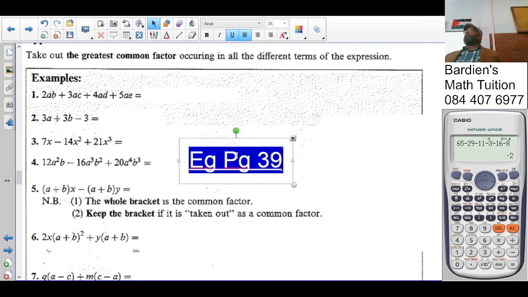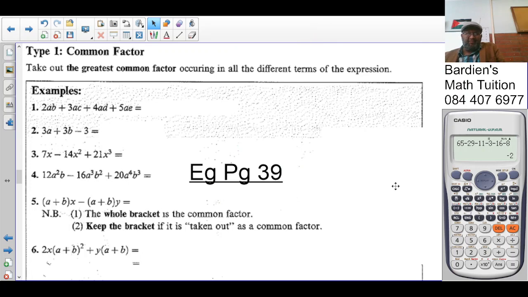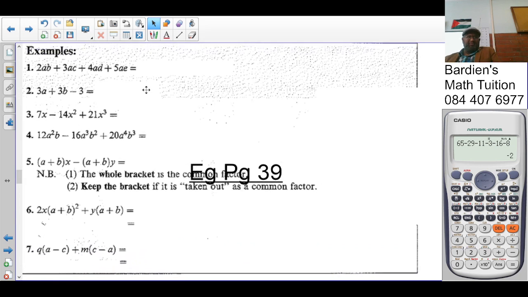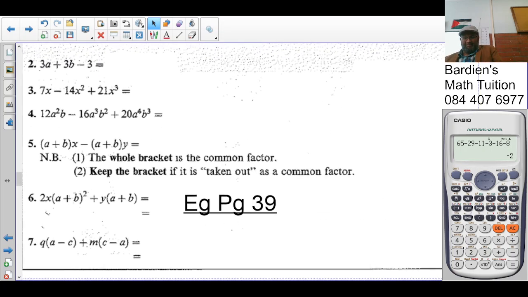Right, so we're looking at common factor. So common factor, we are told here to take out the greatest common factor occurring in all the different terms of the expression. Okay. So the first example here, we are given 2ab plus 3ac plus 4ad plus 5ae.